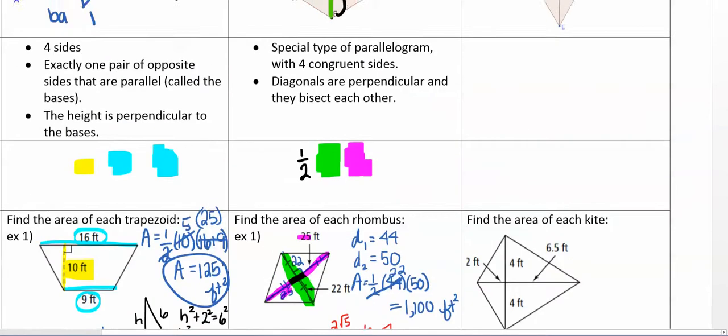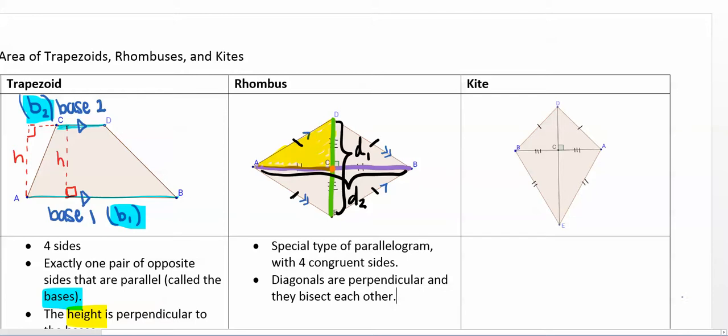All right, last one, the kite. So the kite has a lot of similarities to a rhombus. You'll notice the diagonals are perpendicular. The definition of a kite is it has 2 pairs of congruent sides that are next to each other but not opposite of each other. So these 2 sides are congruent and these 2 sides are congruent. So it makes it look like the toy kite, right?